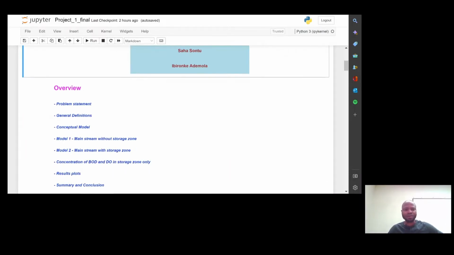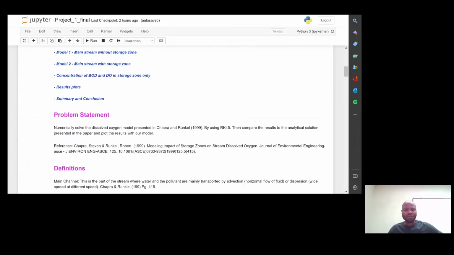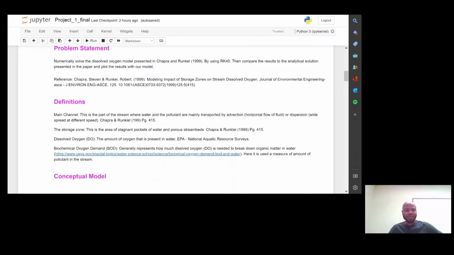So this project is a reproduction of a paper that was done by Chapra Stephen and Runkel Robert on modeling the impact of storage zones on dissolved oxygen. We are using the RK45 method, a numerical method to solve this problem that was originally done analytically.